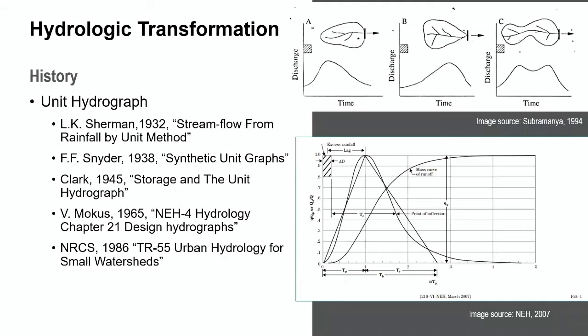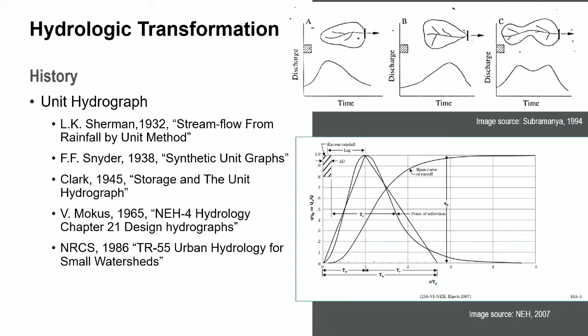So hydrologic transformation. The main practice that we all use is the unit hydrograph, and a lot of the computer programs that do transformation use this as well. A little bit of history about the unit hydrograph. First developed in 1932 by Sherman, and then there were a series of follow-ups and different methods that you've probably heard of.